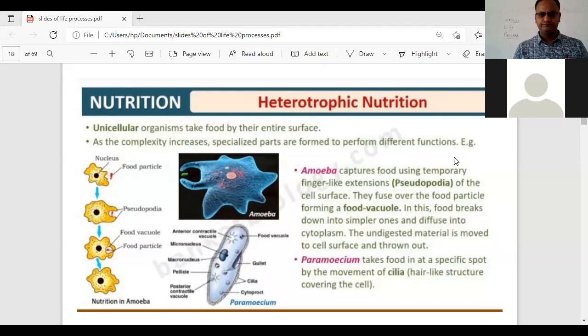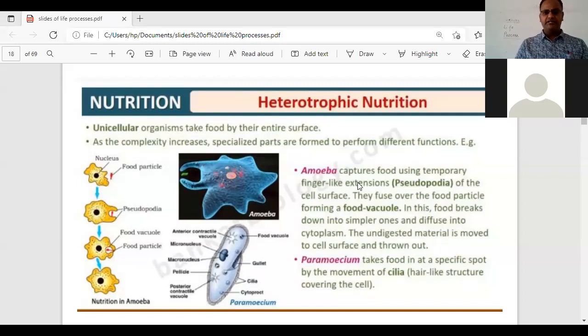Sir, it engulfs the food by producing its false feet. Okay. Very correct. Yes, by extending the false feet, pseudopodia, it engulfs the food material and keeps it within the food vacuole. The digestive enzymes present in the food vacuole digest the food material, and the undigested material is given out of the body. Definitely correct. Yes, this is the process of nutrition in case of amoeba.